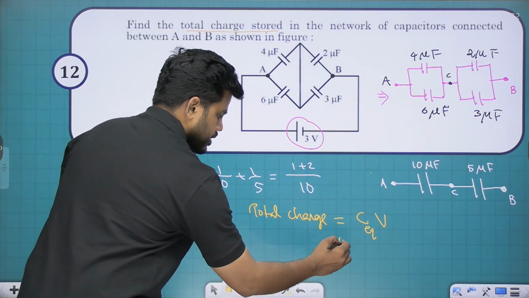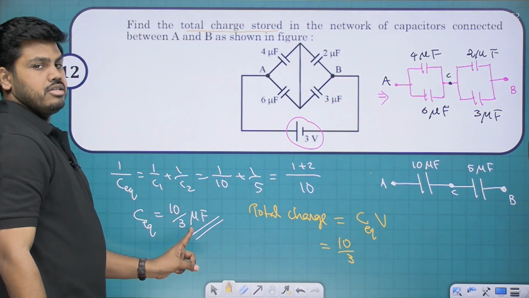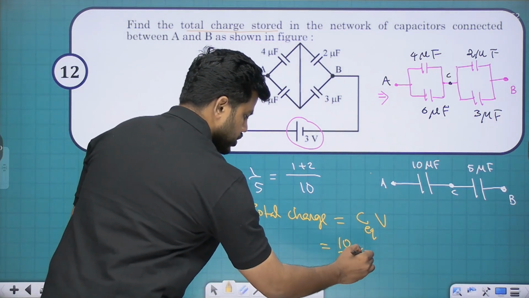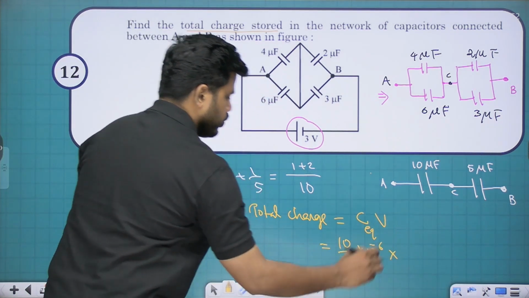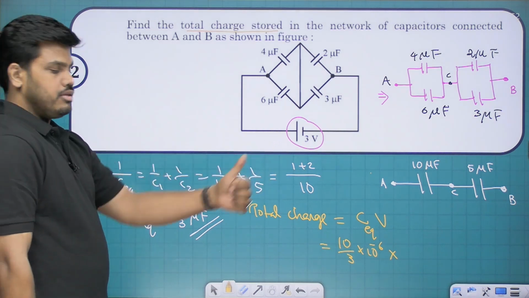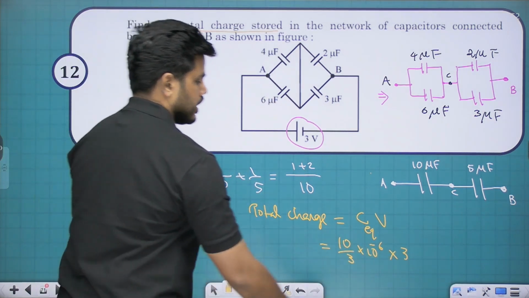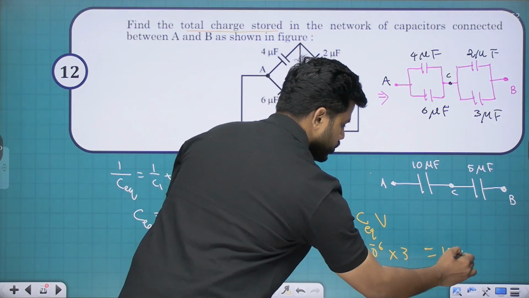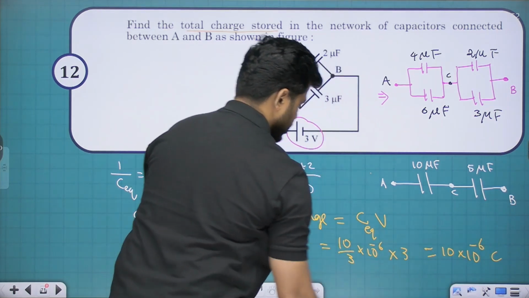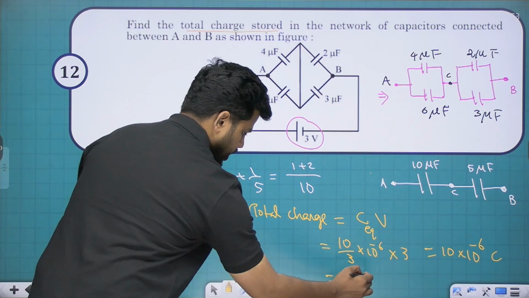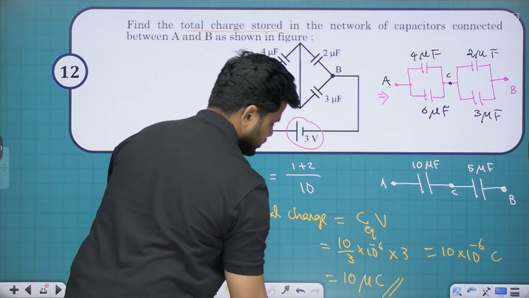So we can multiply 10 by 3 is the equivalent capacitance. Remember that is in microfarad. So into 10 raised to minus 6 into, what is the voltage given? 3 into 3. So 3 gets cancelled. We get 10 into 10 raised to minus 6 coulomb, or total charge is 10 microcoulomb.